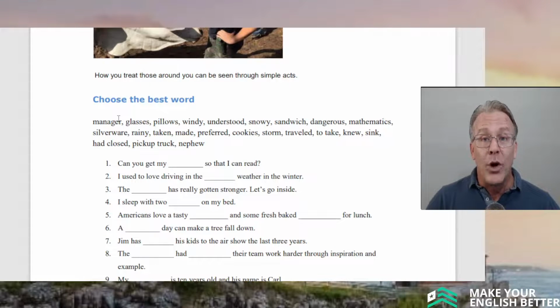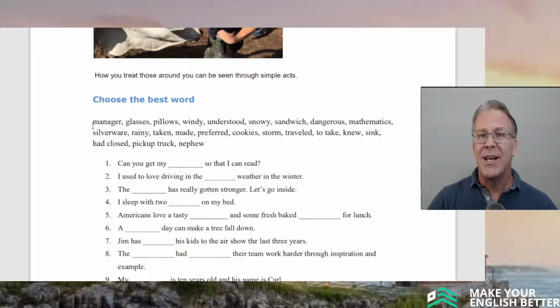Choose the best word. Let's talk about these words. They are manager, glasses, pillows, windy, understood, snowy, sandwich, dangerous, mathematics, silverware, rainy, taken, made, preferred, cookies, storm, traveled, to take, new, sink, had closed, pickup truck, and nephew.